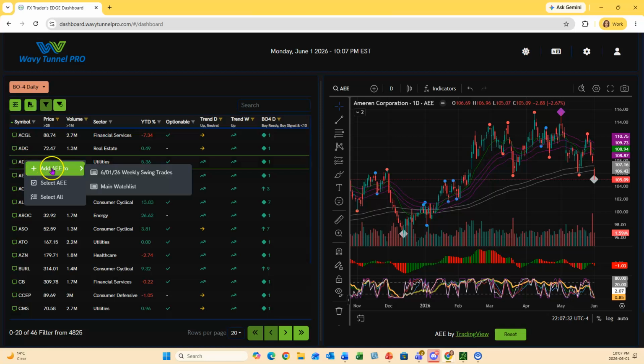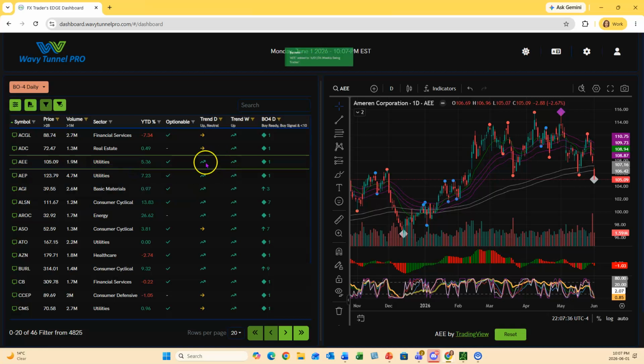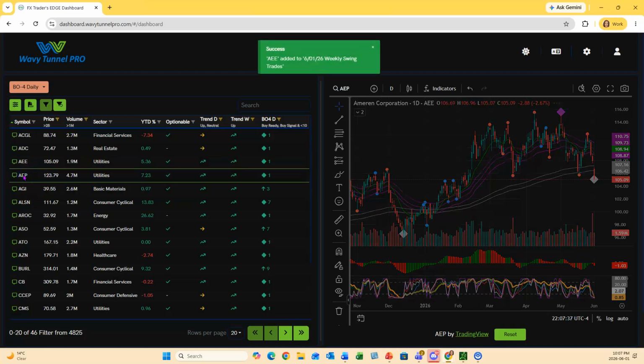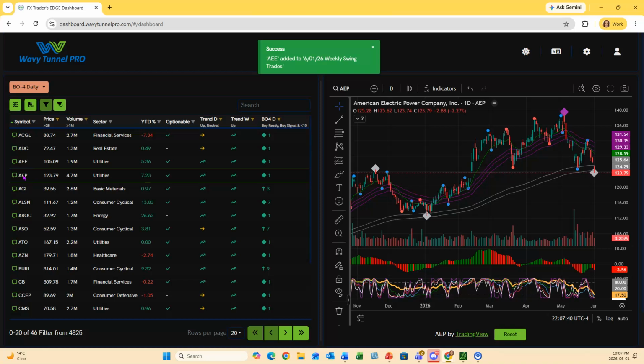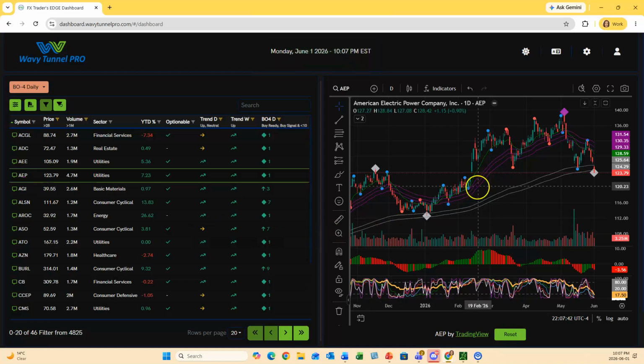I'm going to add AE to this weekly swing trades hot list. Next, AEP. Oh, this looks ideal. Look at this. We have a beautiful wave above the tunnel, and we have a beautiful three-wave correction down to below the tunnel. I'm going to put this on the watch list or on the hot list.